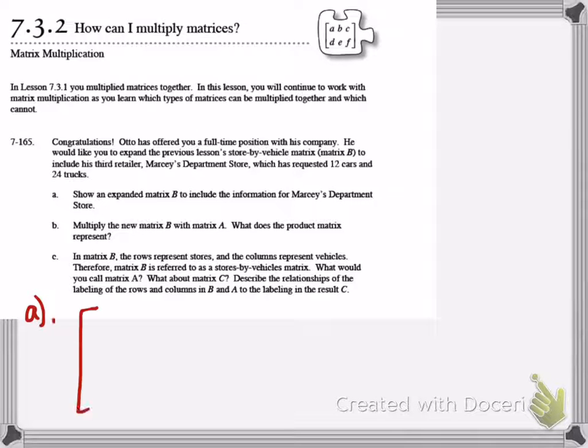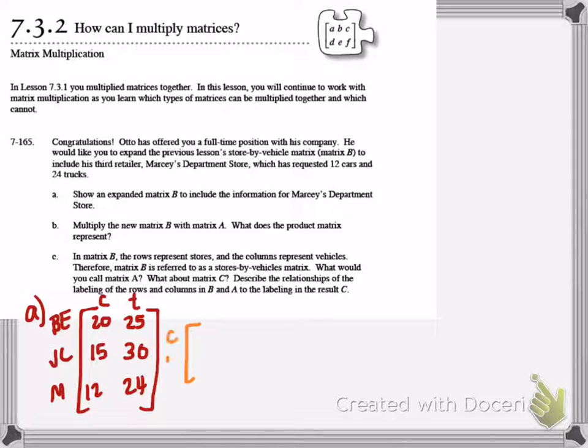So we're going to start with 165 and go over part A, which is asking you to take matrix B, which we had from previous classwork, which had the two stores, Bullseye and J.C. Nichols, the cars and trucks, in the matrix. So that was what matrix B was before, what I have written down right now. And now it's asking you to add another row to that for Marcy's department store, which is using 12 cars and 24 trucks. So I added that to the bottom of my matrix B. So this right here is matrix B. And then part B is saying to multiply that new matrix B with matrix A, which I wrote right there.